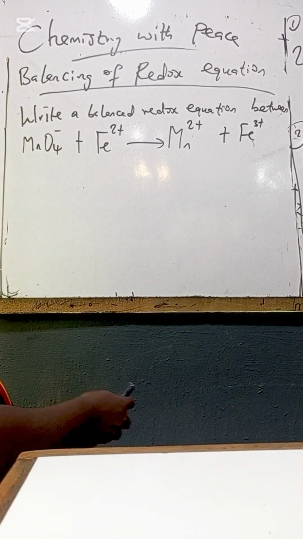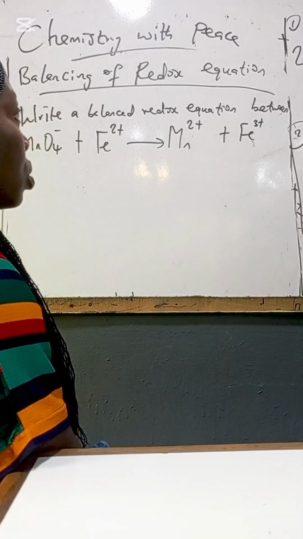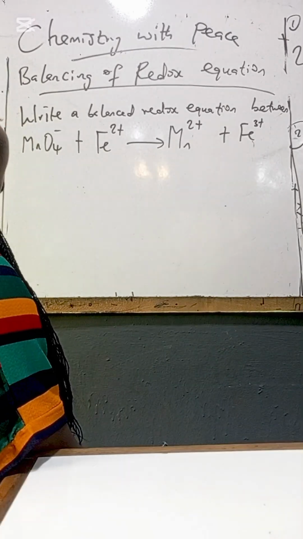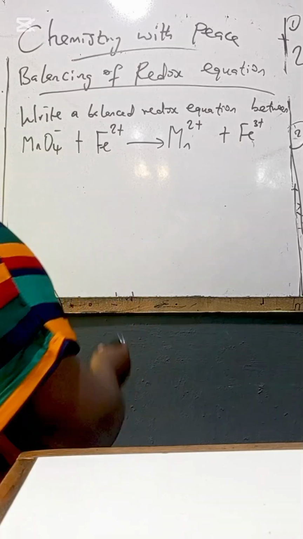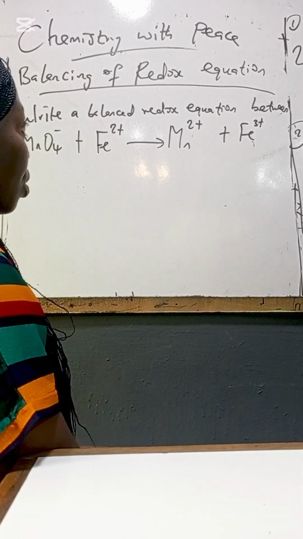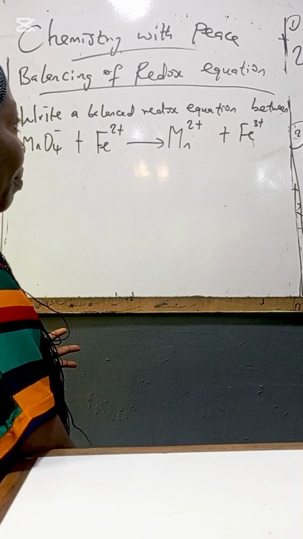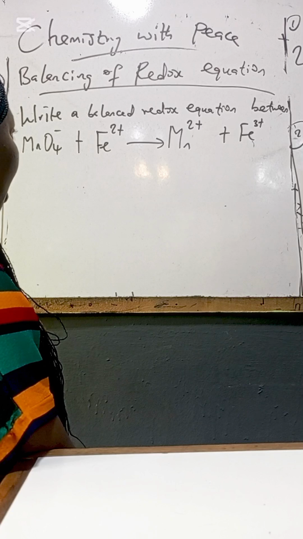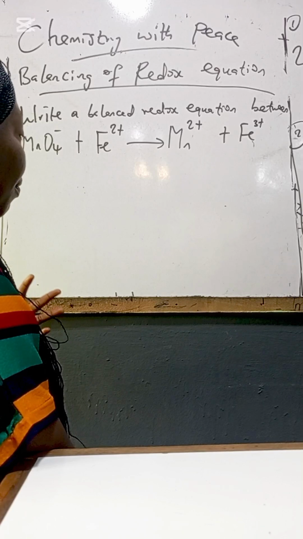So today we are going to talk about balancing of redox equations. As we all know, a redox equation is a reduction and oxidation reaction. So we are going to balance it, but there are rules guiding the balancing of redox equations. First of all, you have to identify the oxidizing agent present and also identify the reducing agent present. Then you balance the oxidation half equation and also balance the reduction half equation.